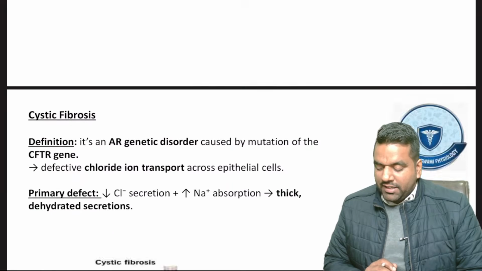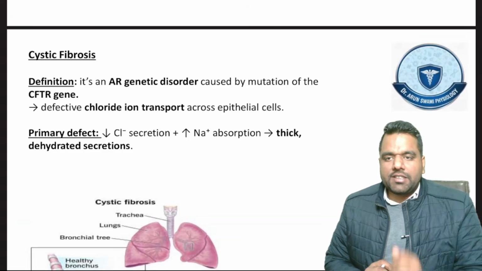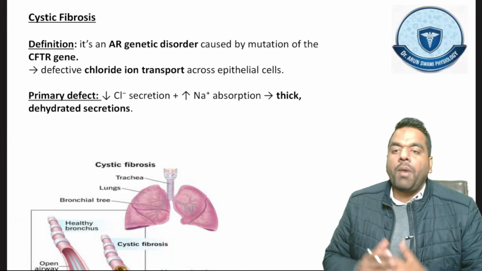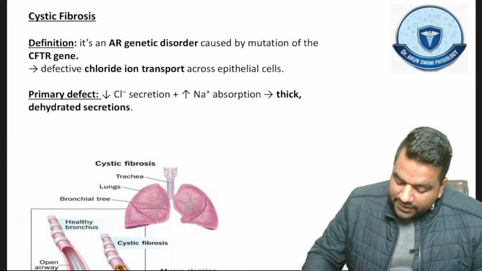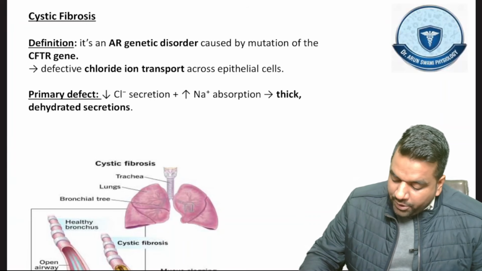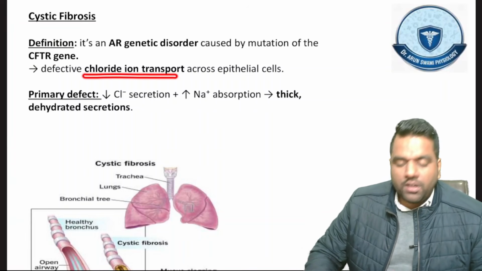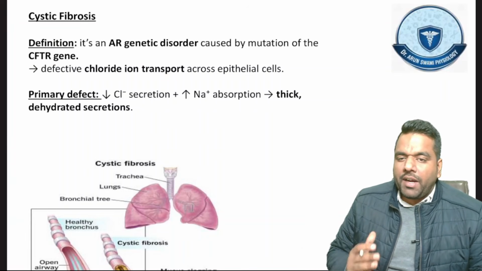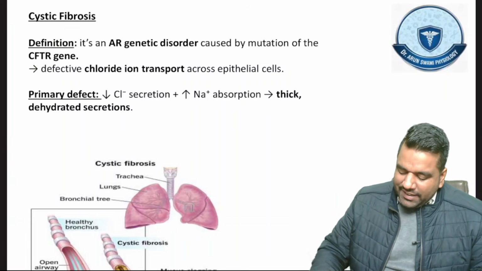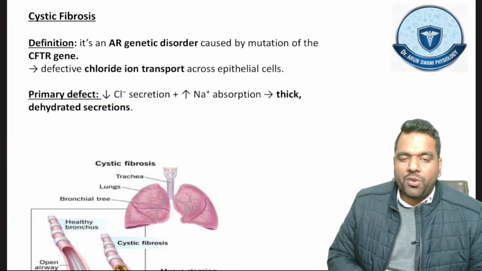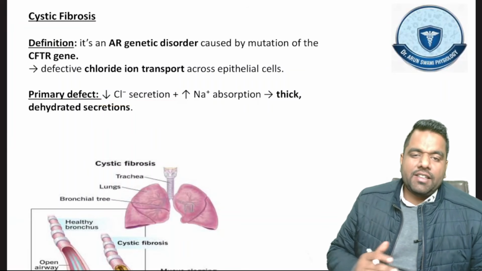Now, guys, please pay attention about cystic fibrosis. Cystic fibrosis is an autosomal recessive genetic disorder caused by mutation of which gene? That is the CFTR gene mutation. There is a defect in chloride ion transport across the epithelial cell, and the primary defect is decreased chloride secretion and increased sodium absorption, leading to thick, dehydrated secretion.